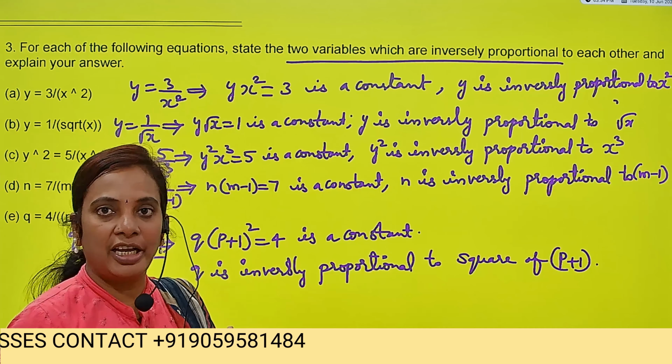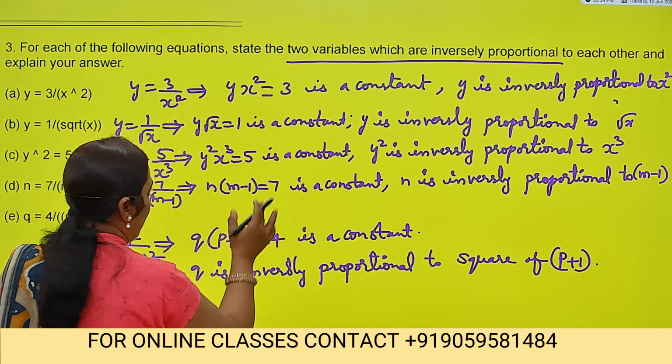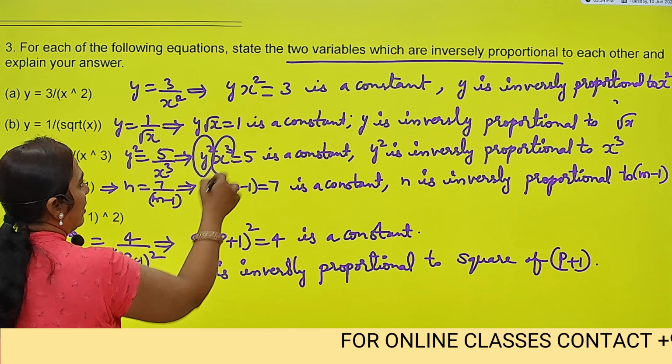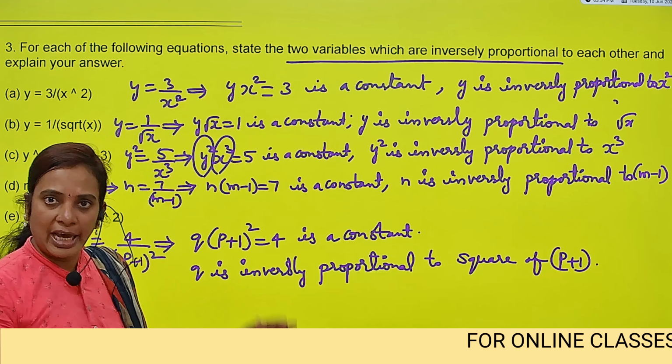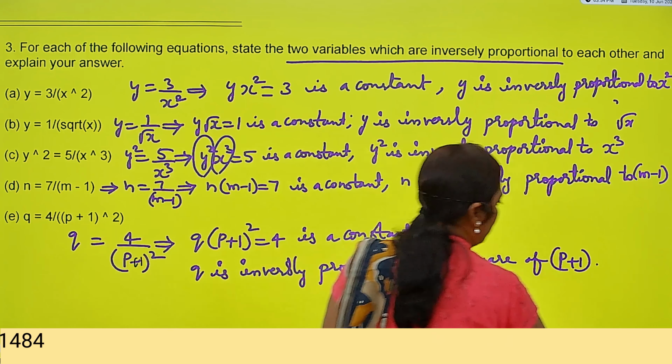First, you take the relation and cross multiply. If it is a constant, you can say that whatever the variables combination is there on the left side, you explain in that way only. Next question.